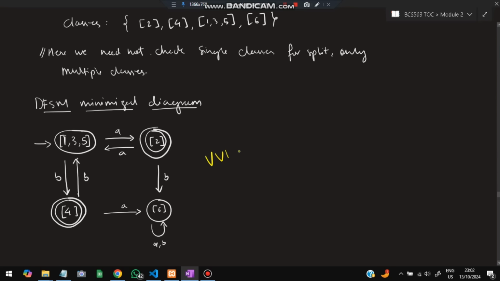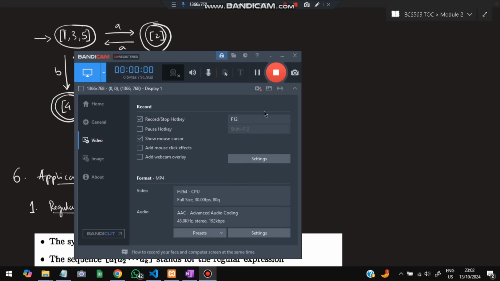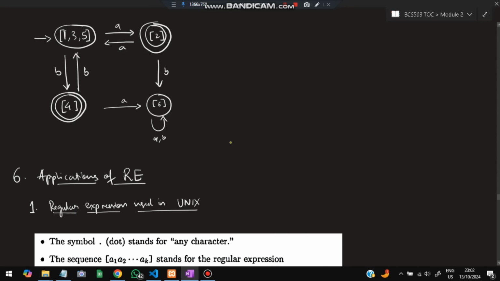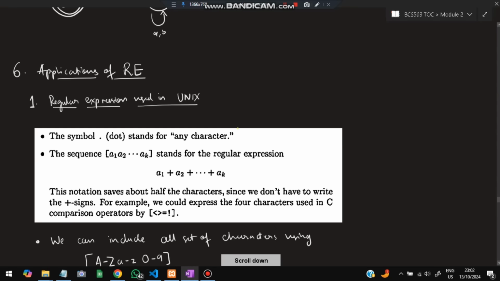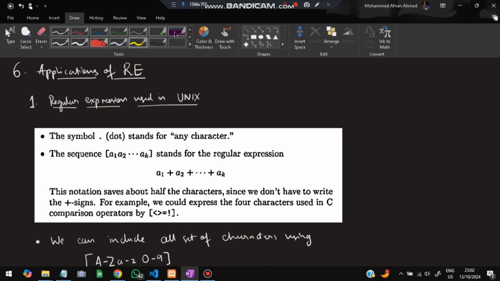Very, very important question from exam point of view. Moving on to the last topic, which is the applications of RE, the regular expressions application. So here we have three applications. The first one is regular expression used in Unix. So in Unix, how it is used, let's have a look.